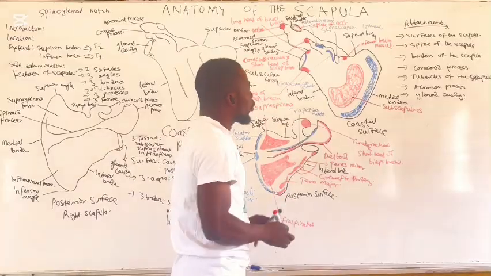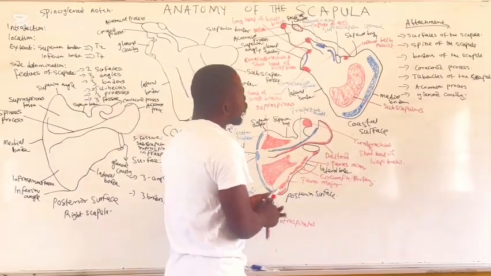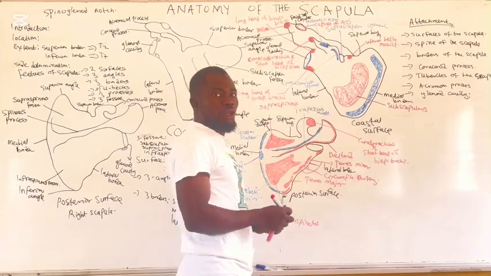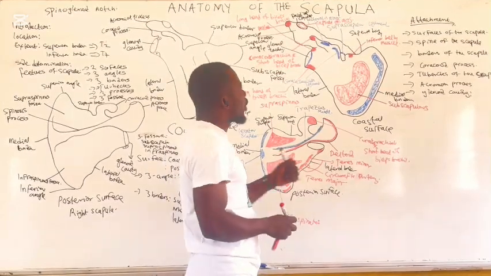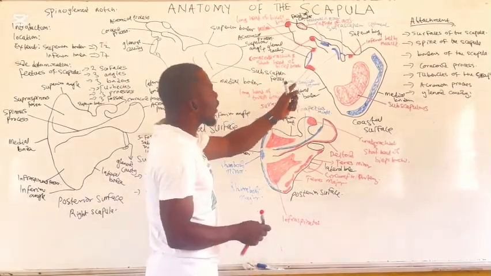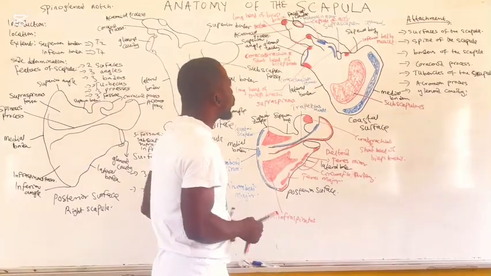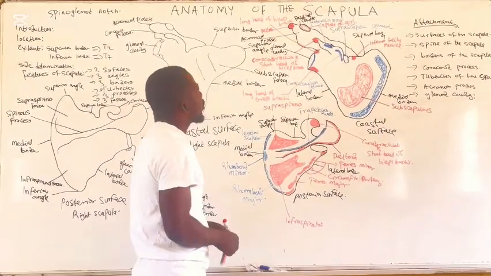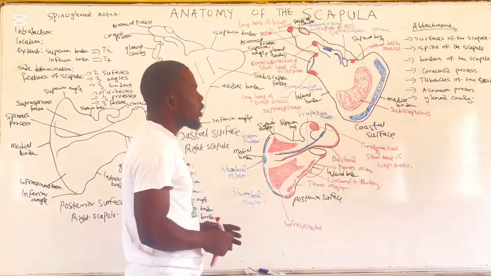Next is the attachment on the glenoid cavity. The glenoid cavity provides an attachment to the glenoid labrum. That is one of the stabilizing factors of the shoulder joint. Also, it provides an attachment for the capsule of the glenohumeral joint or the shoulder joint. This is about the attachments on the scapula.